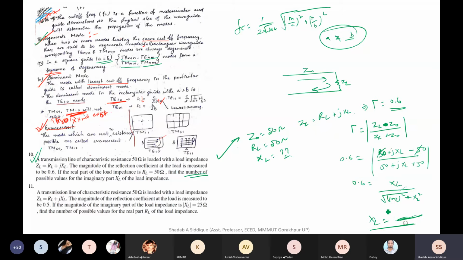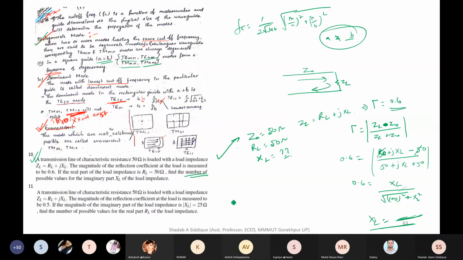The maximum is 2, because a quadratic equation will form, and based on this quadratic equation, two XL values are possible. If after solving these two values are the same, then we can say only one possible value is there. So it depends. Try to solve for this XL value and find out how many values you get.